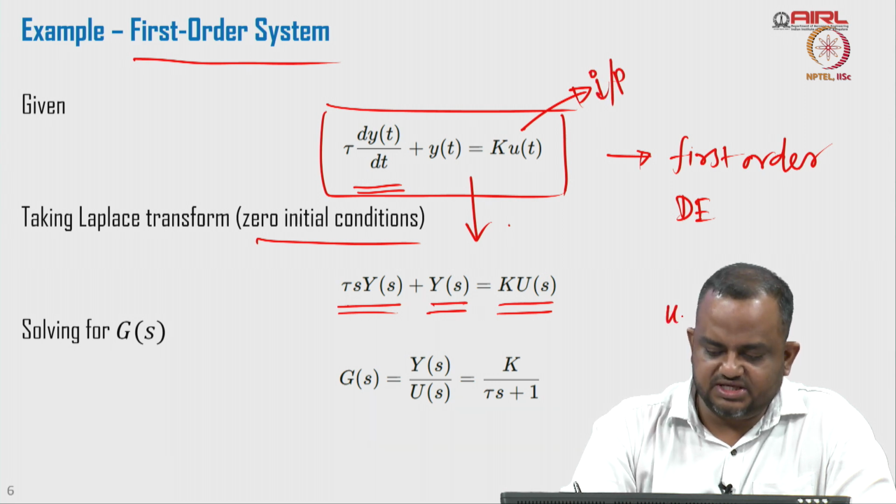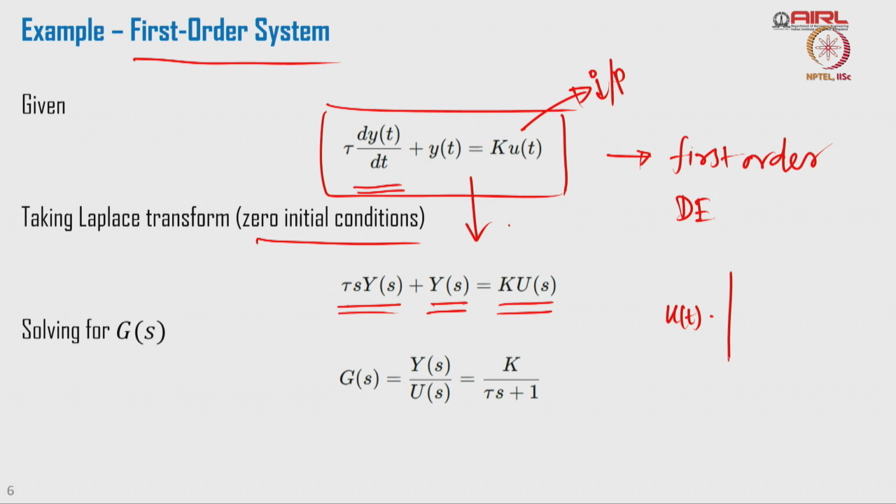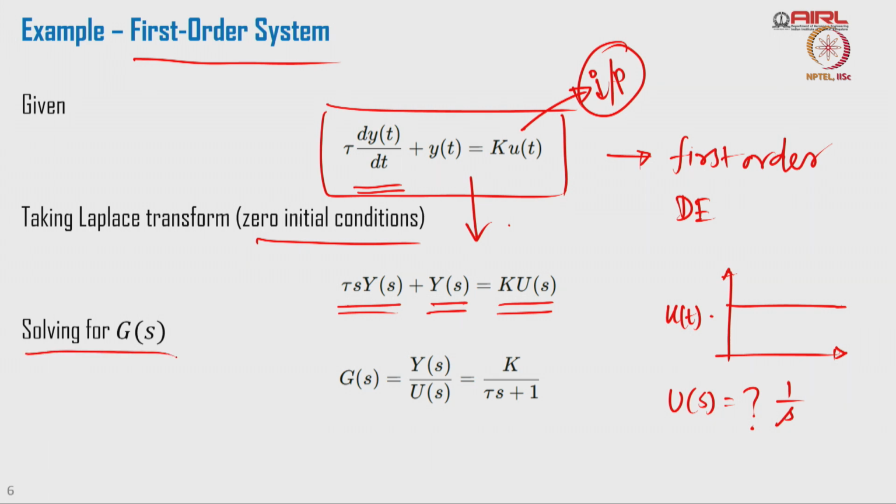Fine. Here we are talking about a general input, but if u(t) takes the shape of a step input, then U(s) will become what? 1 by s, right. Okay. So, solving for G(s), what we need to do is find this ratio Y(s) by U(s). From this expression, we see that the transfer function, Y(s) by U(s), is equal to k by (tau s plus 1). What is s? s is the Laplace variable.